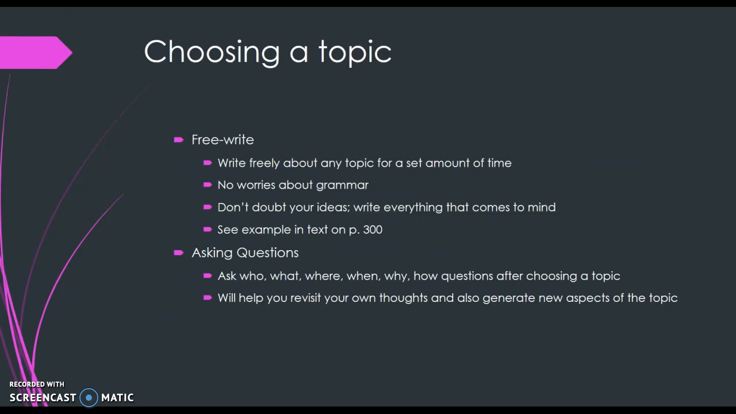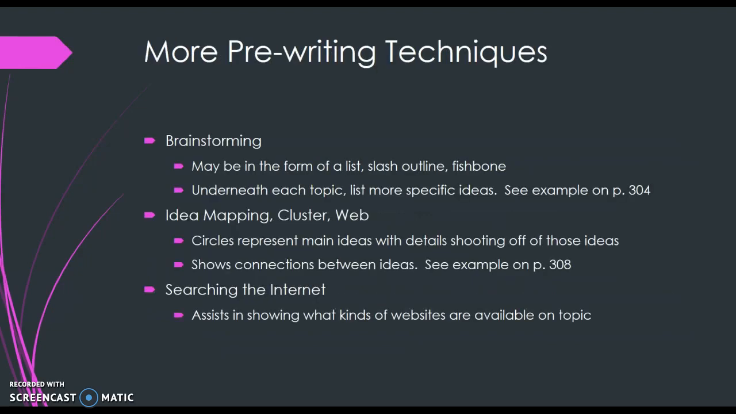The fourth way is to ask questions. So maybe you have a particular topic in mind, or maybe you have a prompt in mind. Ask who, what, where, when, why, and how questions. That can generate things that you might be able to write about. It will also help you to revisit what you think about the topic, and will also help you to generate new aspects of the topic. So a really effective way to pre-write.